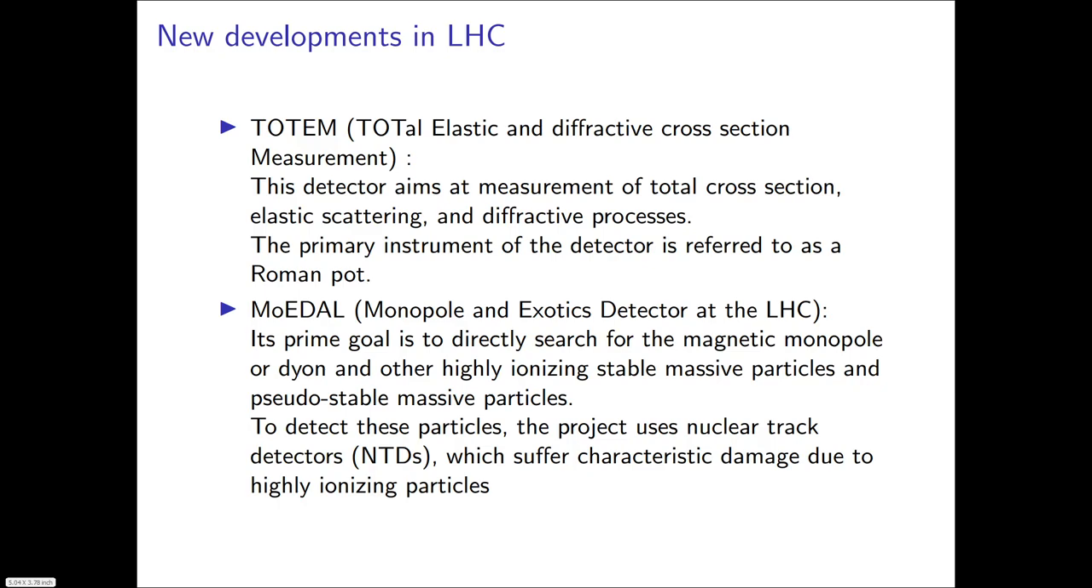For this, we use nuclear track detectors. Nuclear track detectors are materials which suffer high damage due to highly ionizing particles. They receive damage, and from the damage, we study their characteristics. Nuclear track detectors are nothing but a material. When the material is exposed to very high radiation, its properties change. When it comes into contact with an ionizing particle, the material is etched, like a chemical etching. From that damage, we study the characteristics of the particles.